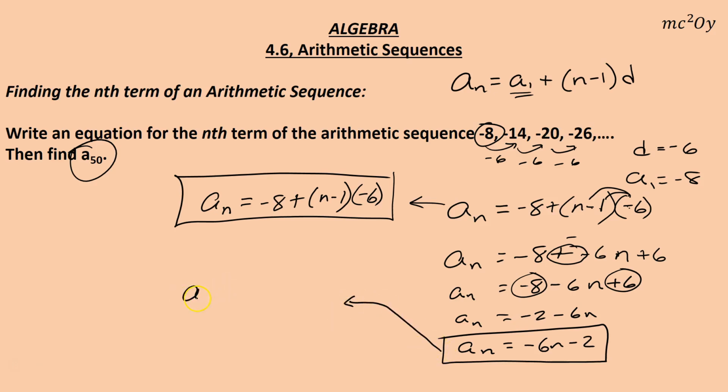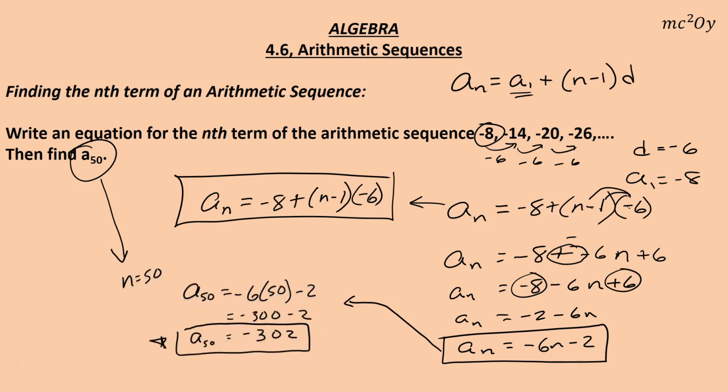I'm going to find a sub 50 using this equation. Okay, so I want a sub 50 now. That means n equals 50. That's what a sub 50 means. Okay, so rather than having a sub n, I have a sub 50 equals negative 6 times 50 minus 2, which is negative 150 minus 2, or negative 152. Hopefully you caught that mistake, and it should be negative 302. That would be tough. I'd have to carry this out 50 times to figure it out. I mean, I could just keep writing the pattern. That'd be brutal.